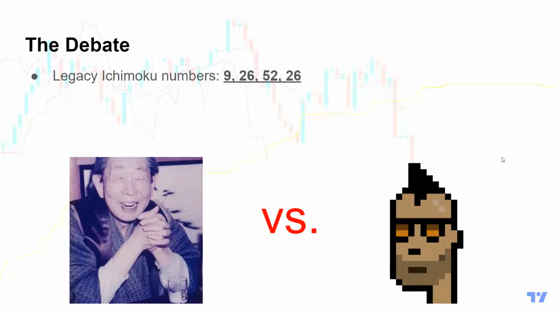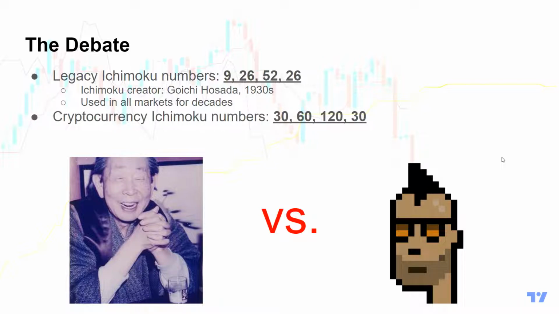Ichimoku was invented by a Japanese newspaper writer, Goichi Hosoda. Hope I don't butcher his name. Right around the time of the 1930s, so almost 100 years ago. And it's been used in all markets from rice futures, which was the original reason he published it in newspapers back in the mid century, all the way to today, where it's used to trade the stock market, futures, and crypto.